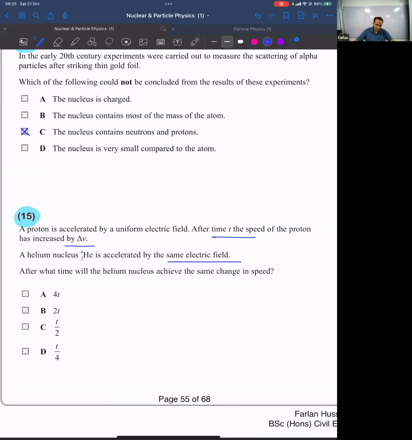A proton is accelerated by a uniform electric field. After time t, the speed of the proton has increased by delta V. If I use F equals ma for this particle, whichever particle is accelerating, F is equal to E into Q, and mass into acceleration, where acceleration is delta V over T.